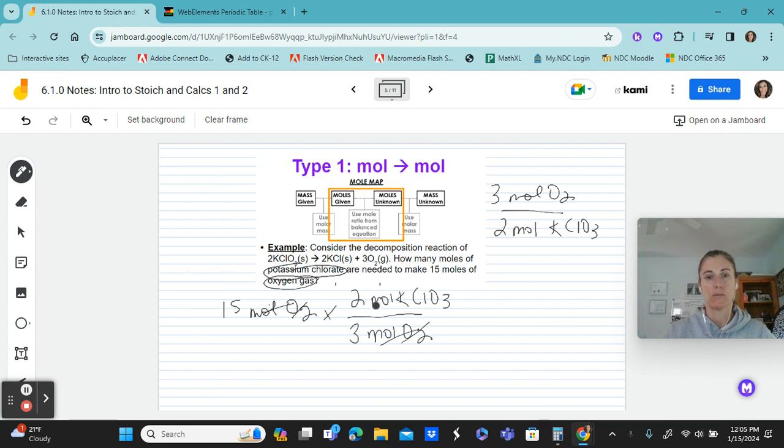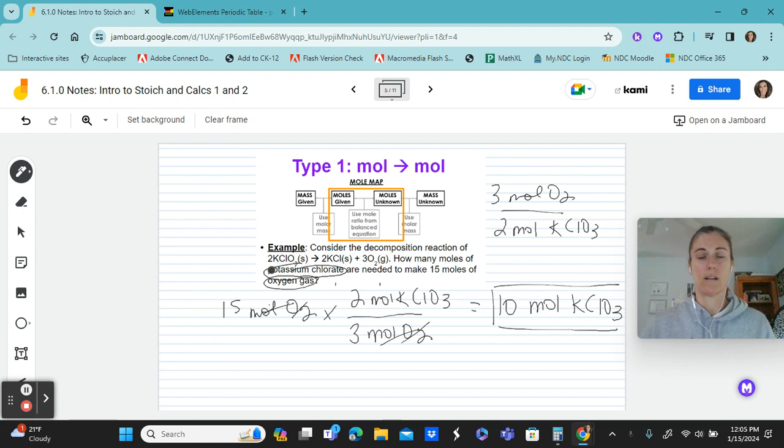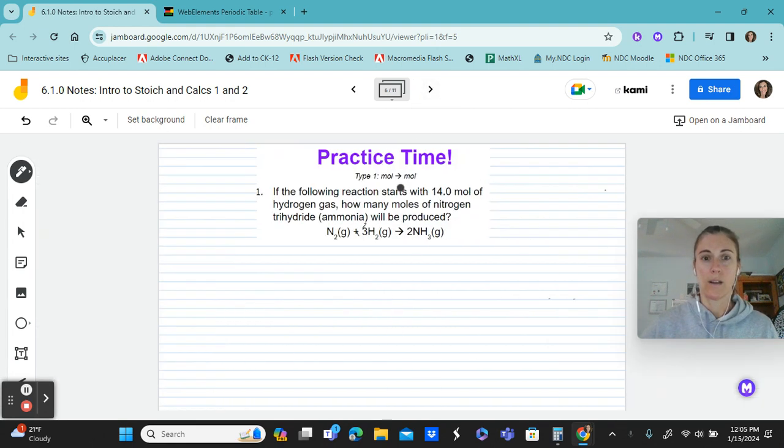So 15 times 2 is 30, divided by 3 is 10. We don't need to put that in our calculator. Okay, 10 moles of potassium chlorate will be needed if I want to produce 15 moles of oxygen. And that should make sense because in this equation, it says 3, and I started out with 5 times the amount. So I really need 5 times that mole ratio of that reactant in order for that to happen. So it's all proportional.